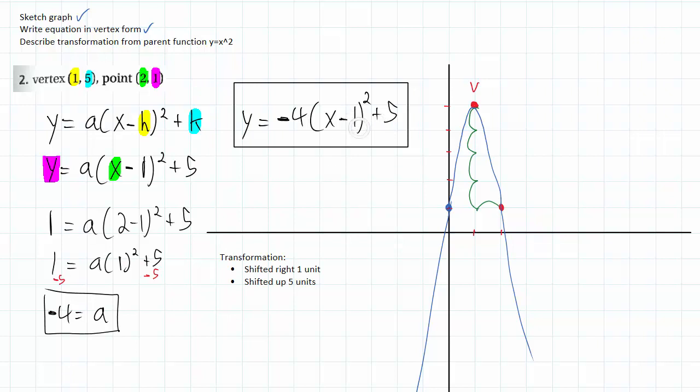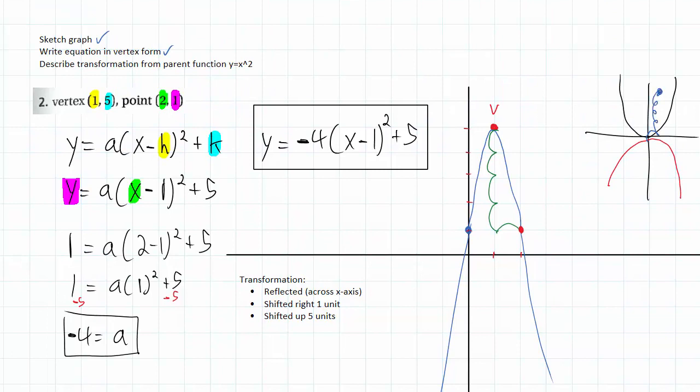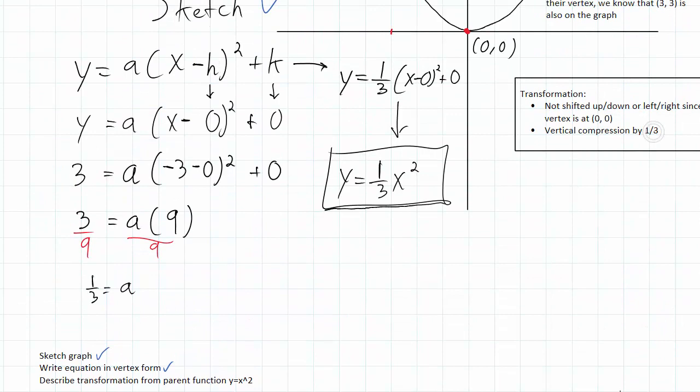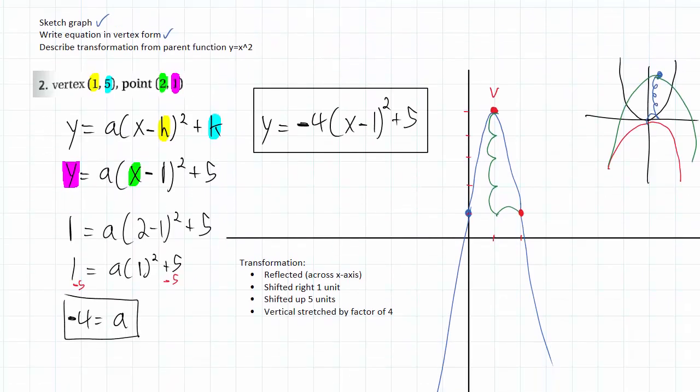But this equation is shifted right 1 and up by 5 because the vertex is at 1, 5. And it's also reflected across the x-axis, which I should say first. First, it's reflected, because I want to reflect it first, and then after I reflect it, I move it to the right 1 and up 5. Because if I say it the other way around, it's not exactly true. But it's a vertical stretch by a factor of 4 because it's really tall.